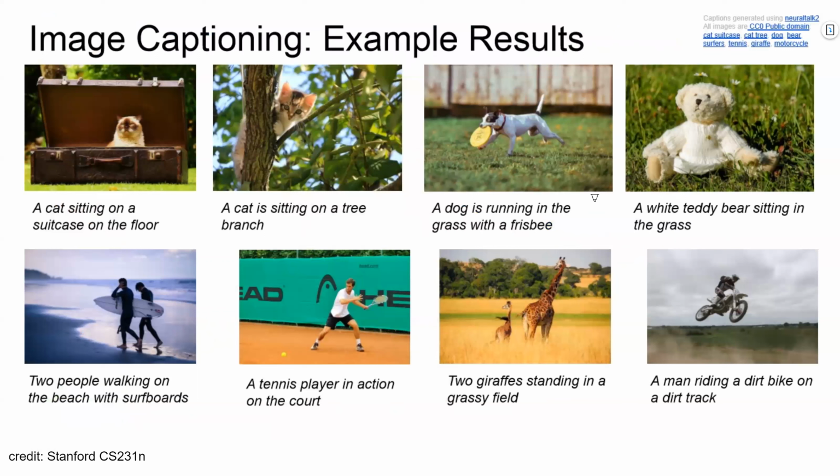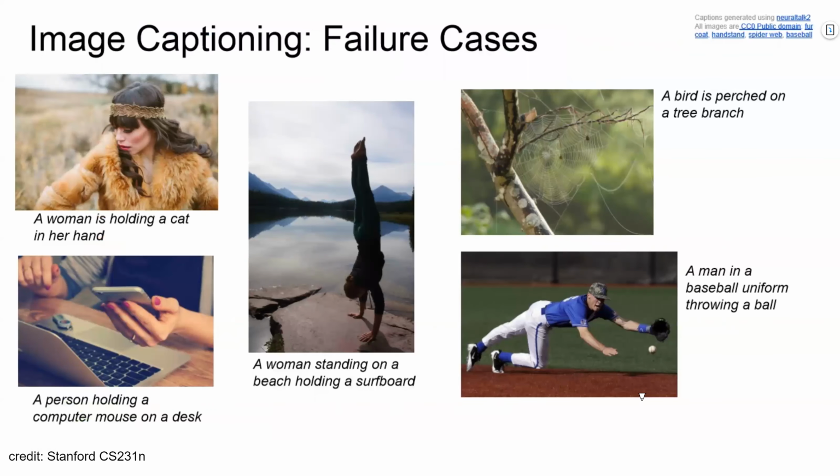All right, these are some examples of image captioning. As you can see here, a man riding a dirt bike on a dirt track. It's quite accurate. Of course, there are some failure cases. In this case, however, a man in a baseball uniform throwing a ball, even though he's catching a ball. Okay. So there are some failure cases, of course.